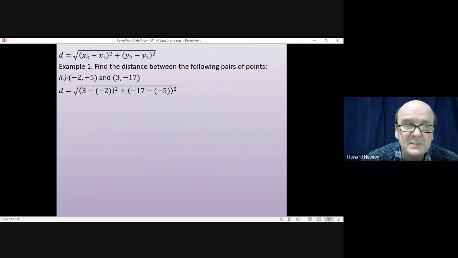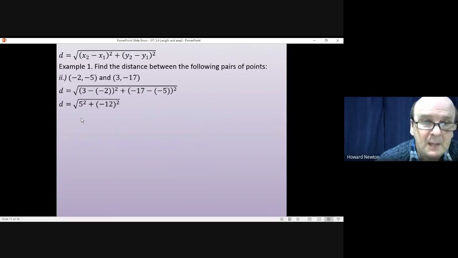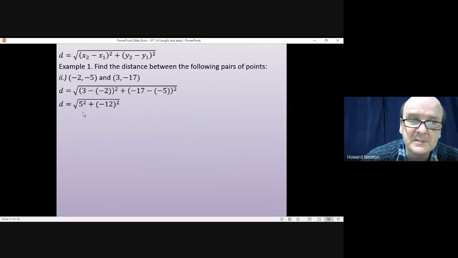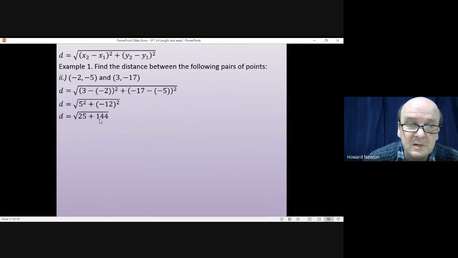I've chosen to do the second one take away the first one. That'll give me 3 take away minus 2, and minus 17 take away minus 5. So lots of minuses here. 3 take away minus 2 is 3 plus 2, which gives me 5. Minus 17 take away minus 5 is minus 17 plus 5, which is minus 12. Whatever number you get here, you are about to square them, so it is really only the difference that matters. 5 squared gives me 25, and minus 12 squared gives me plus 144. Adding those together gives me 169, and the square root of 169 is 13.